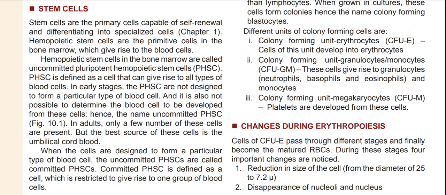Colony forming unit megakaryocytes, so CFUM. This group of cells will give rise to platelets, which are developed from these cells. So one is CFUE, colony forming unit erythrocyte. Second one, colony forming unit granulocyte or monocyte. Then number 3, colony forming unit megakaryocyte. CFUE, CFUGM, CFUM.